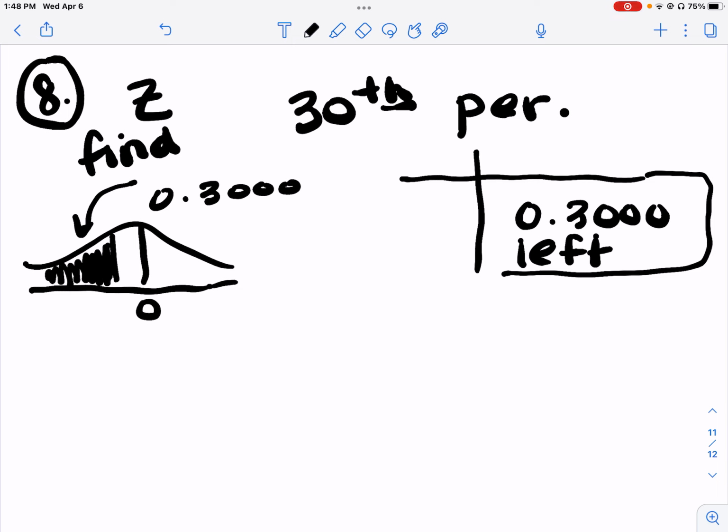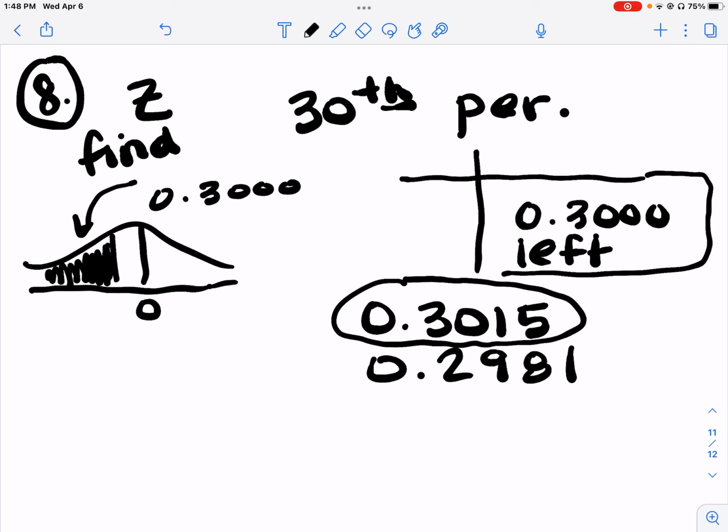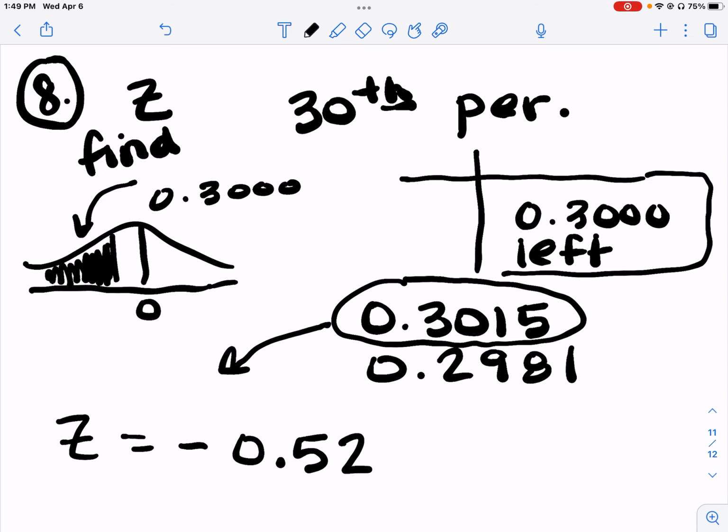Okay, so the two that it's between, the closer one is 0.3015. You can subtract to find which one's closer to 0.3. Look at the row and the column. The row that it's on is negative 0.5. The column is the 02. So negative 0.52 is z.